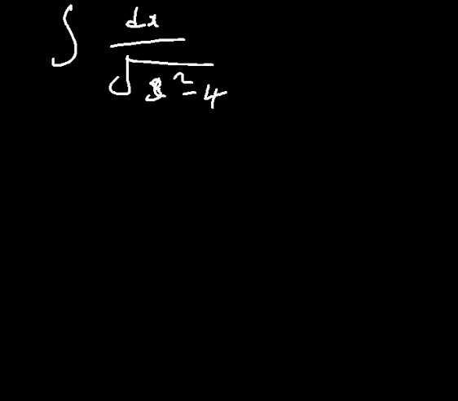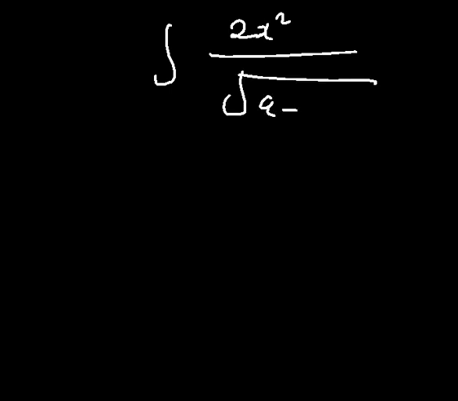Imagine we have the integral of dx over the square root of x squared minus 4. This kind of case, you may find hard to integrate using u substitution. So in this case, we're going to use what we call the trigonometric substitution. Thus, we'll be able to integrate it.